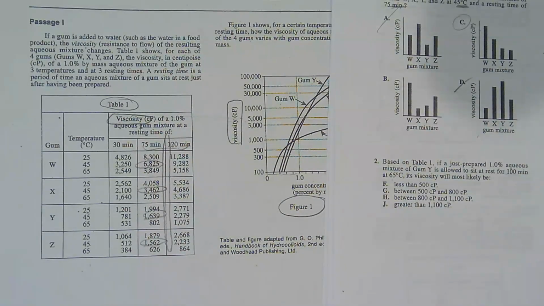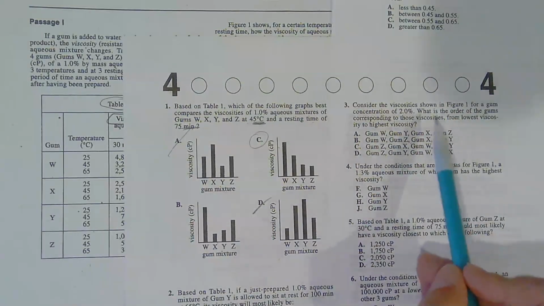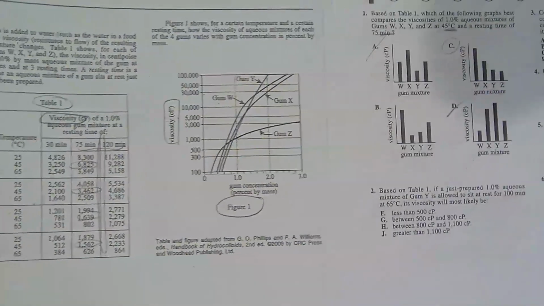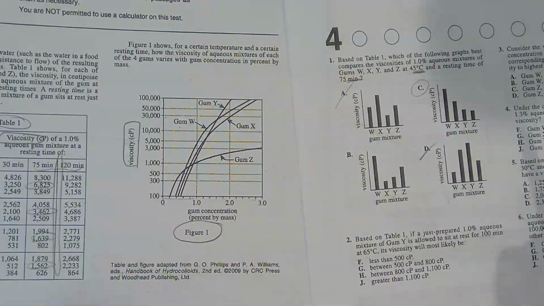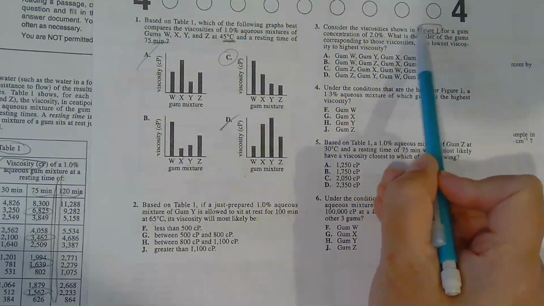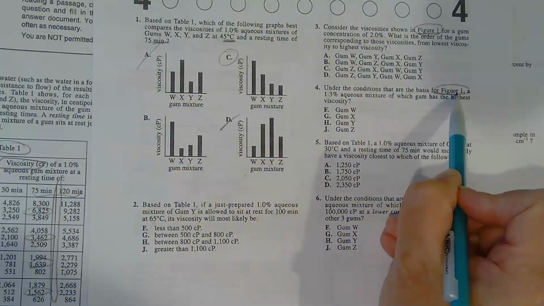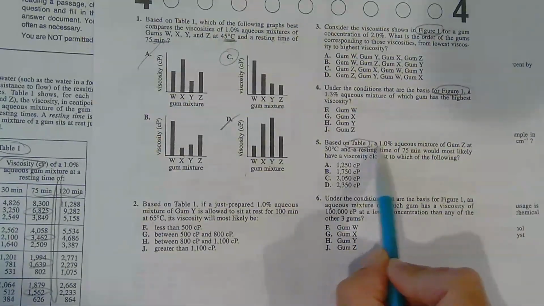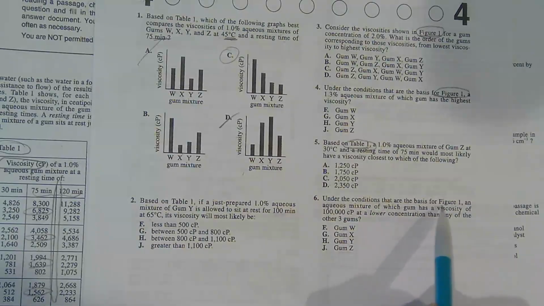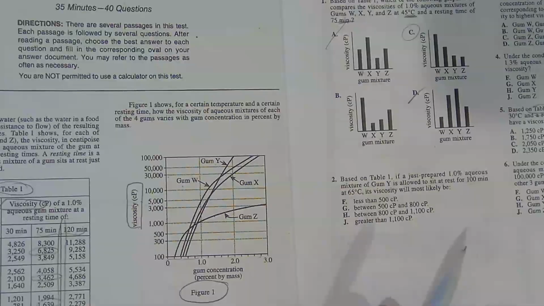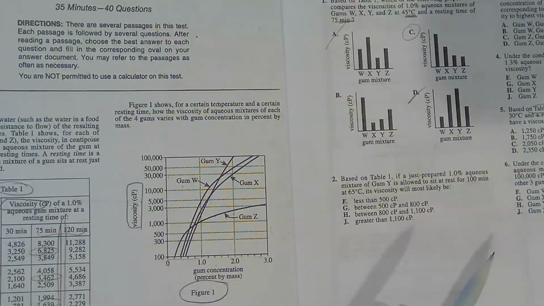Okay, let's look at the next question. Consider the viscosity shown in figure 1. So this time I'm going to look at figure 1 and go from there. What I really wanted you to see is that these questions will say, look at figure 1, or under the conditions based on figure 1. So it tells you exactly where to go. Based on table 1, and then under the conditions that are for figure 1. The other thing you might see is that it might tell you in the passage, and then you would know to go read the little short bit.